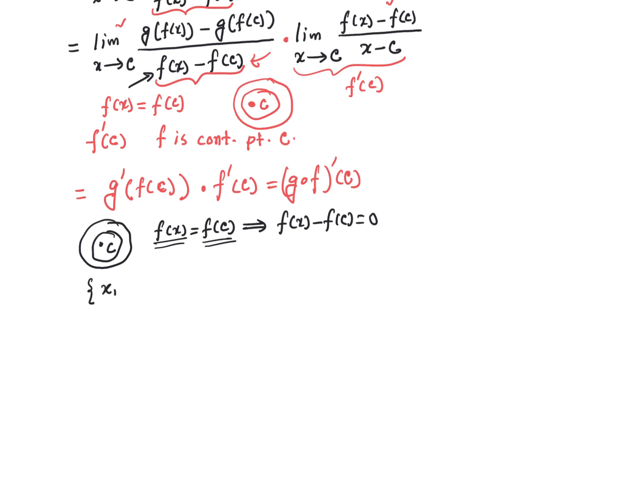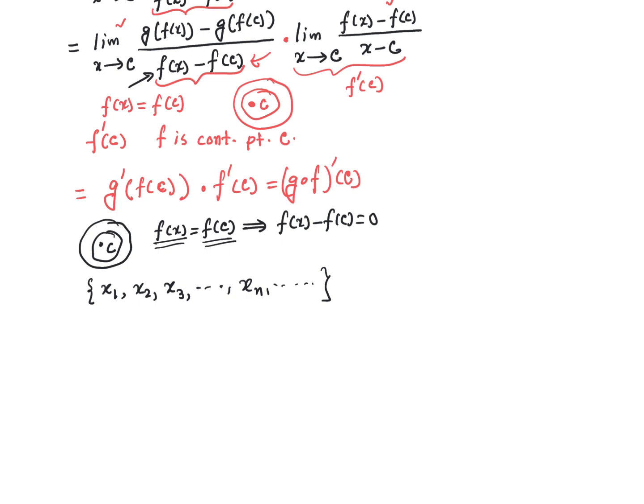Let's call this x1 is in neighborhood 1, x2 is the value in neighborhood 2, x3 is the value in neighborhood 3, and so on, and xn in neighborhood n is the point that is going to give you f of xn is equal to f of C. So for each of these neighborhoods, and it keeps going, we have a point that is going to make f of x minus f of C to be 0.